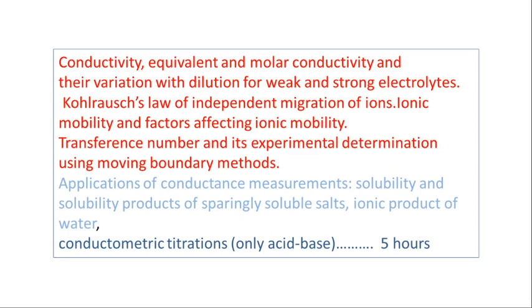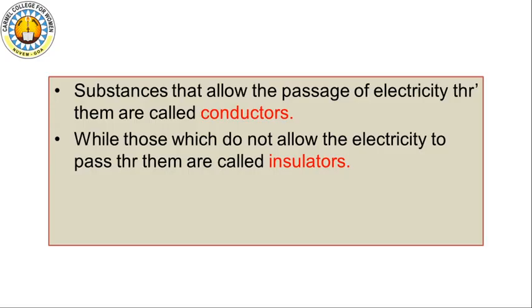We have Kohlrausch's law of independent migration of ions, ionic mobility and factors affecting ionic mobility, transference number and its experimental determination using moving boundary methods, application of conductance measurements, that is solubility and solubility products of sparingly soluble salts, ionic product of water, and conductometric titrations. It's a 5-hour topic, so we have to complete this more or less in 5 hours, that is 5 lectures.